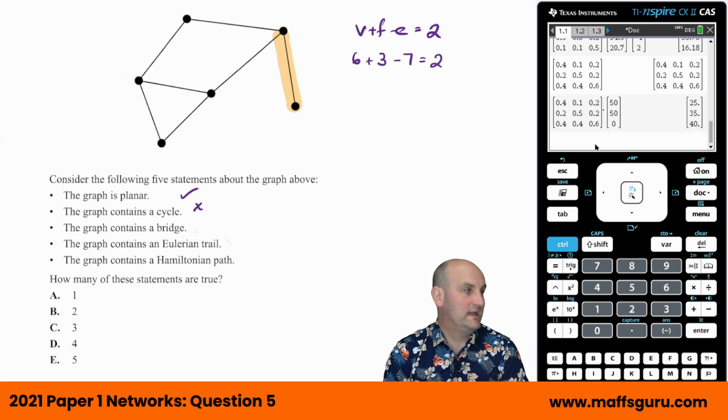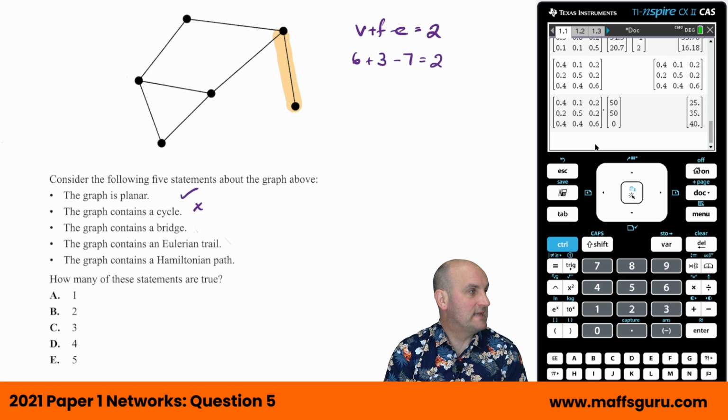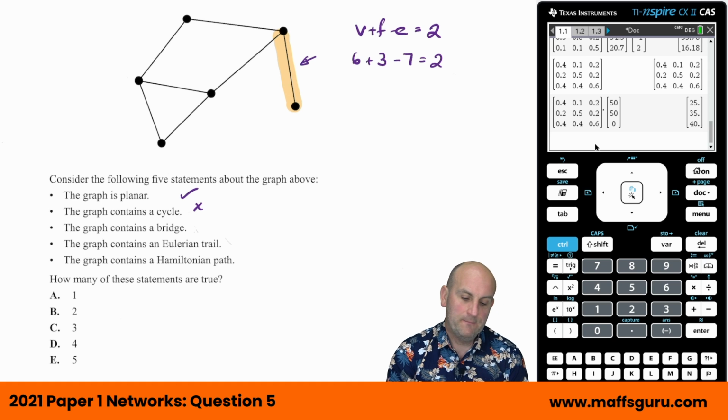The graph contains a bridge. There is a bridge, because reading the definition, a bridge is an edge in a connected graph that, if removed, will cause the graph to be disconnected. If we took away that one there, that dot would be disconnected. So the graph contains a bridge.